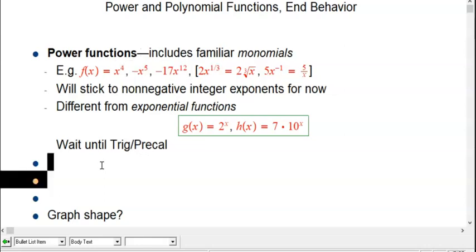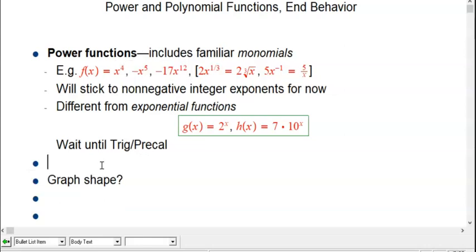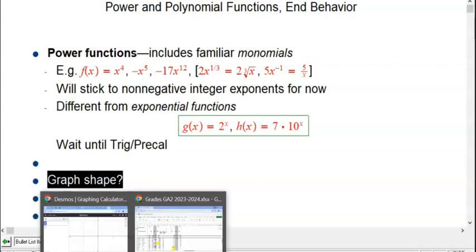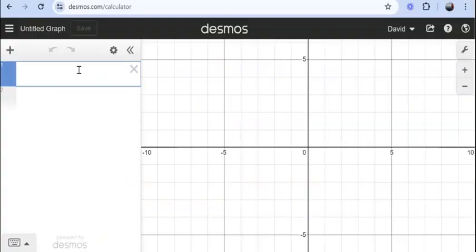Okay. And of course, a lot of what we're focusing on right now, partly we're focusing on the idea that this is a function, that it inputs an x and outputs an f of x. And to get some intuition about that, we, of course, want to look at the graphs of these things. So I'm going to go over to Desmos, and let's take a look at some graphs.